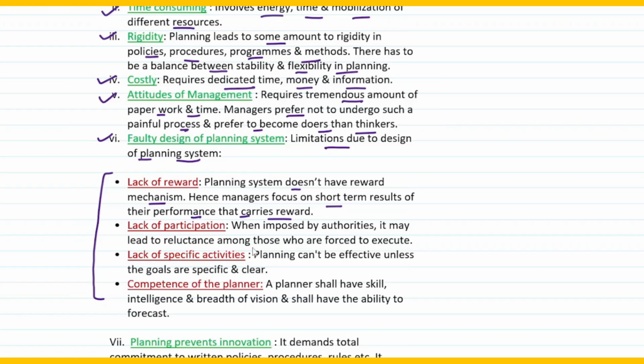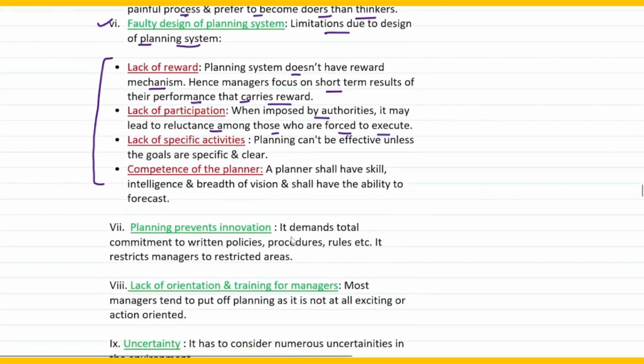Now there can be a lack of participation. Why? When imposed by authorities, it may lead to reluctance among those who are forced to execute. Reluctance means they're not ready to accept something. So if the authorities give you directions to implement it, people may not accept it because they are forced to execute it. They may not be happy doing it, although they will be doing it, which could lead to non-performance or not up to the mark performance, right?